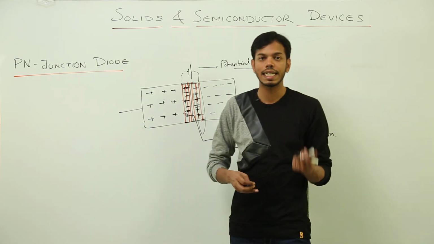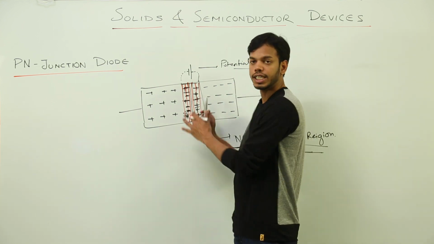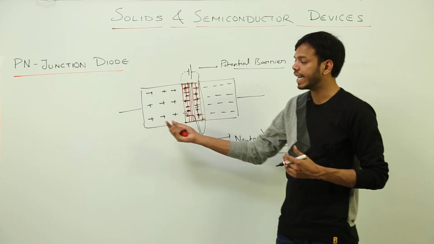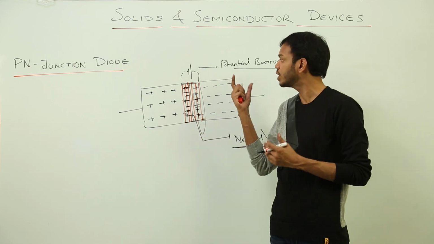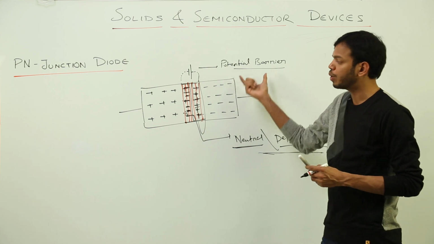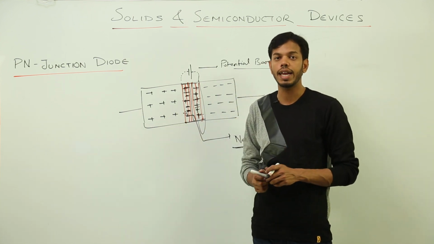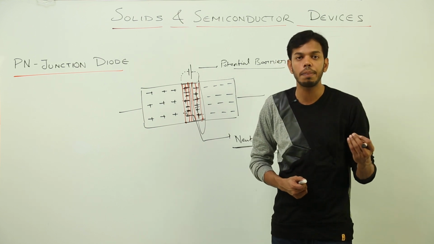Now it is clear to you how potential barrier is formed. We did not make the potential barrier, we just created a p and n junction diode, but this potential barrier got created by itself. Okay, so due to this potential barrier, we have enormous uses of p-n junction diode. Why? Because it allows conditional passage of current.